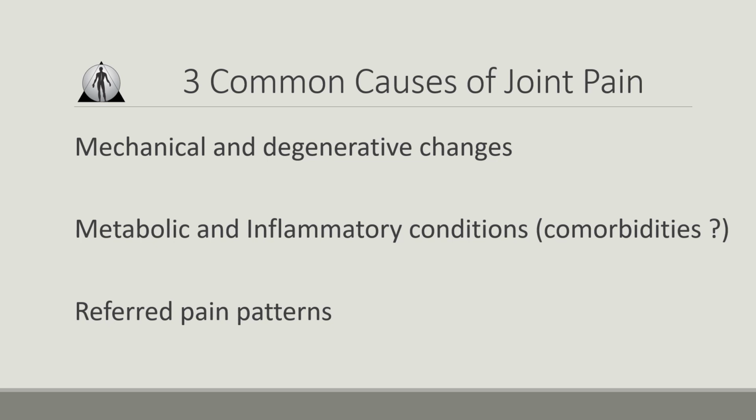Today we'll talk about what I refer to as the 3 common causes of pain, and there's going to be subsets underneath of it, but they more or less fall into these 3 categories: mechanical and degenerative changes that take place, metabolic and inflammatory conditions, and I put in parentheses comorbidities, meaning, like, let's say for example diabetes.